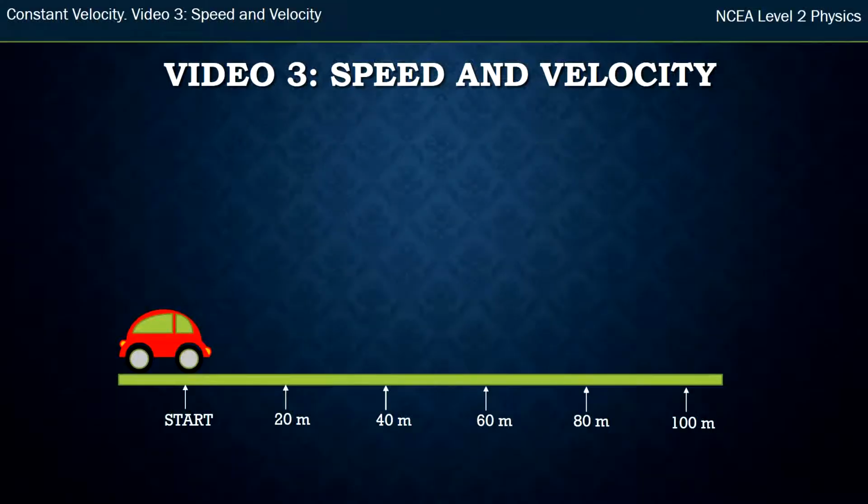Hello, this is Mr. McGovern, and this is the third video in the constant velocity series, where we're going to be looking at speed and velocity. These are two words that have different meanings within physics, and you're going to come across this quite often: words that in everyday language sound like they mean the same thing. In physics language, they have specific meanings and they mean slightly different things. So we're going to look at the difference between speed and velocity.